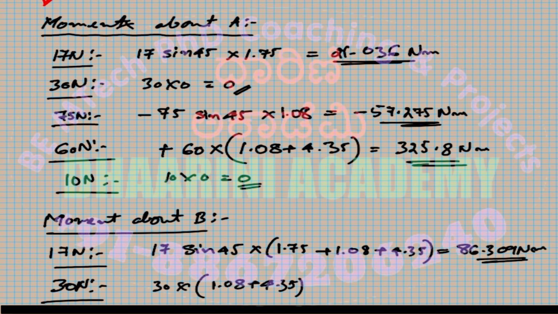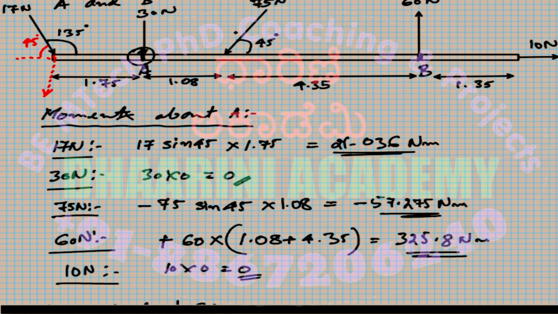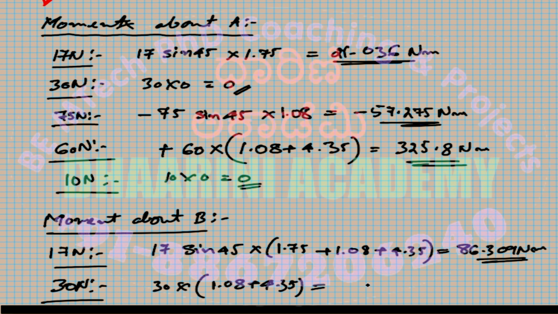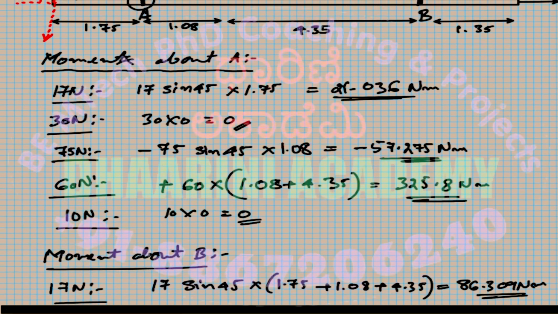If you look at the given diagram, with respect to B, a force that is applied at point A downwards makes this rotate anti-clockwise, right? Anti-clockwise moment is positive, so this answer is going to be positive. 162.9 Newton meter is the answer. All right, then we'll move to the next force.